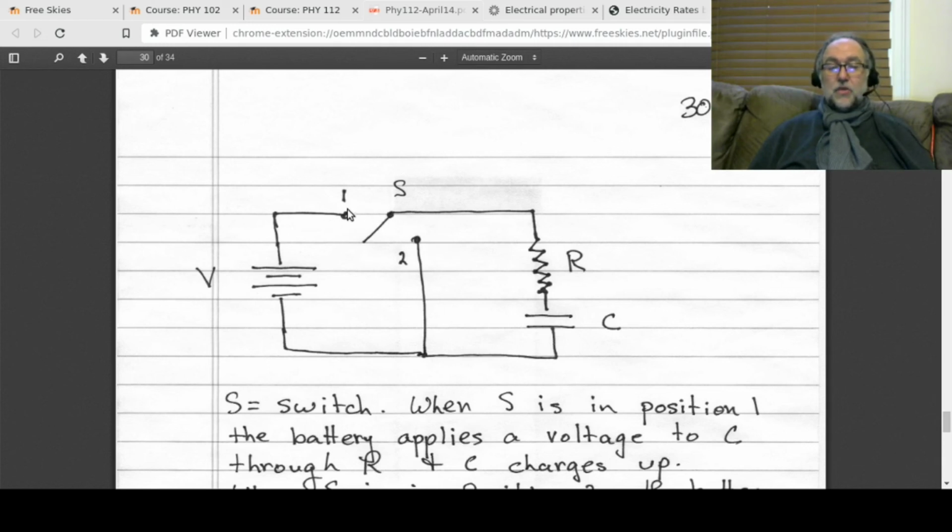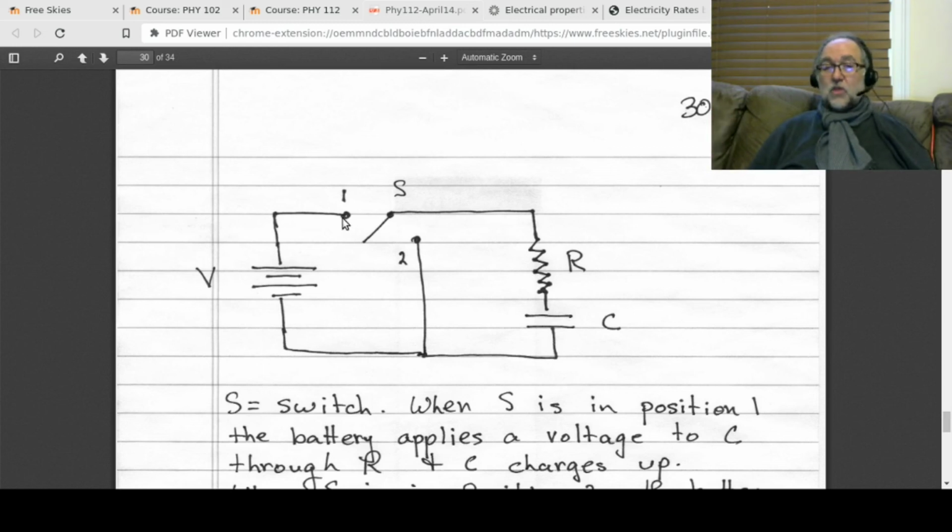Switch S can be in position number one, in which case just ignore this entire line there. And the battery, what does it do? It flows through here, it flows through the resistor, and it pushes charge onto the capacitor. That's the capacitor charging up. After a while, if you wait long enough, the capacitor is charged up and the battery just can't push any more charge on there. That's it. The capacitor is charged up.